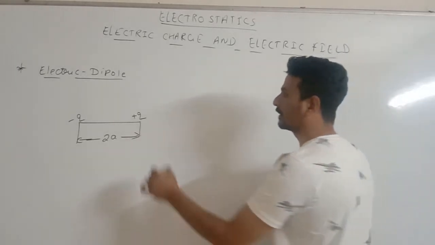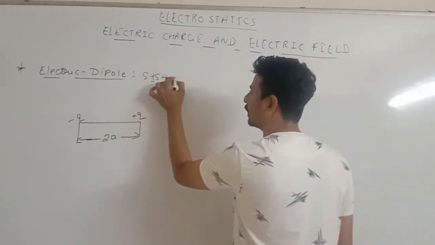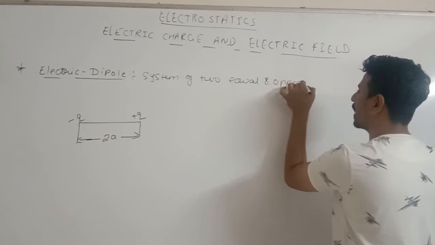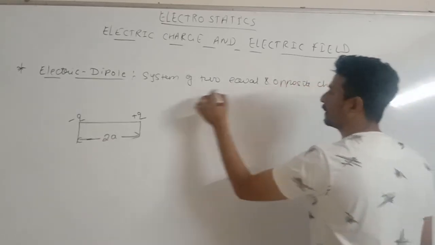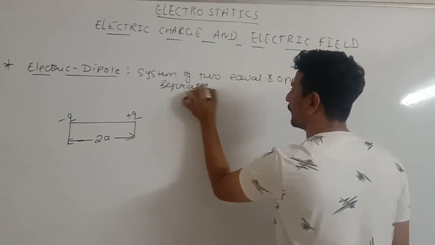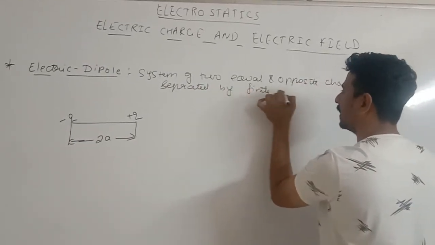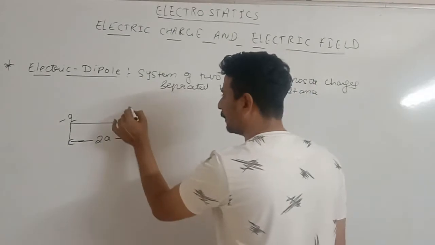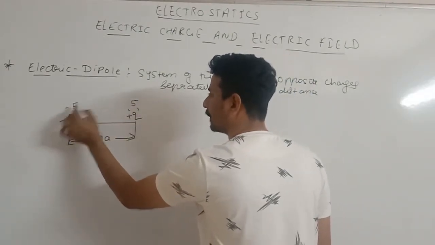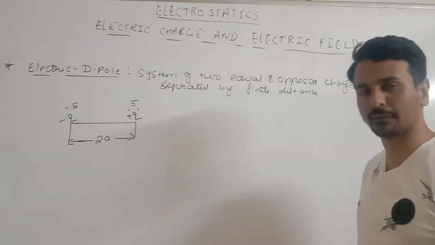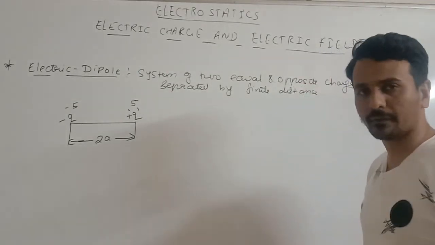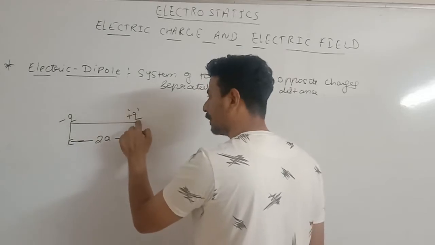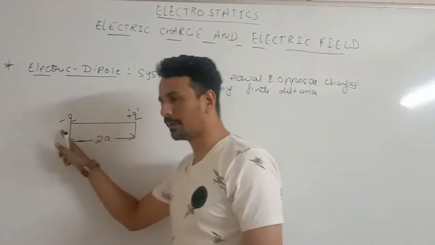Electric dipole is a system of two equal and opposite charges separated by a finite distance. First of all, two equal and opposite charges means if this is 5 coulomb, then this will be minus 5 coulomb. That means magnitude wise both the charges will be the same. Polarity wise they will be of different kind, opposite kind. So if this is plus 5, this will be minus 5. If this is 10, this will be minus 10. If this is 15, this will be minus 15.